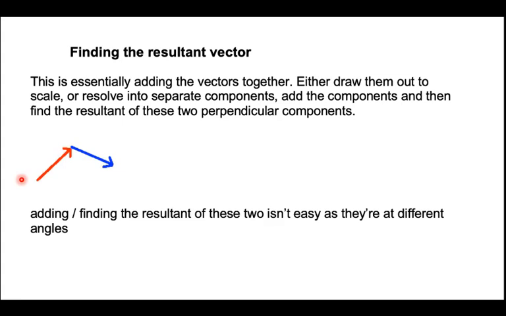100 newtons is 1 centimetre. Make sure you pick a scale that will make the diagram as big as possible but still fit in the space that you've got. You also need to make sure they're off at the right angles. So if it's 33 degrees, you need to measure 33 degrees exactly.